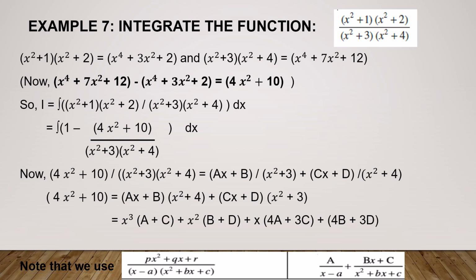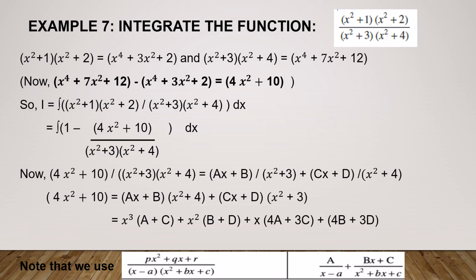It is an improper rational function which needs to be converted to a proper rational function, as I told you previously. So what we need to do is convert it to a proper rational function, meaning the degree of the numerator should be less than the degree of the denominator. For this, first of all, let us simplify the numerator and denominator. I have simplified the numerator, which is x raised to 4 plus 3x square plus 2, and the denominator is x raised to 4 plus 7x square plus 12.